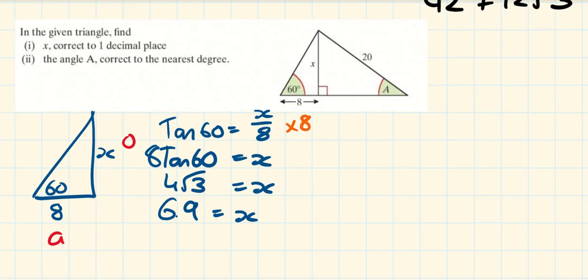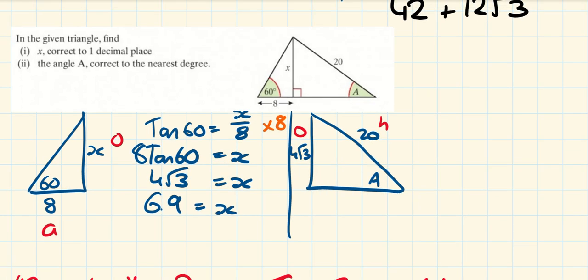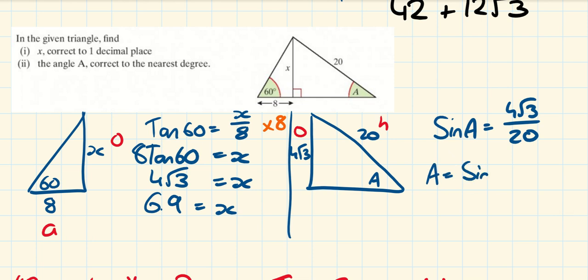All right, now we've got that done. Let's do our other triangle. So you draw it out, and we've got a. I'm just going to leave it as 4 root 3 here, and we're going to use 20. Okay, let's label them. We've got an opposite, we've got a hypotenuse. So we will use sine a equals 4 root 3 over 20. Okay, and so remember, we will do now a equals sine minus 1, 4 root 3 over 20.